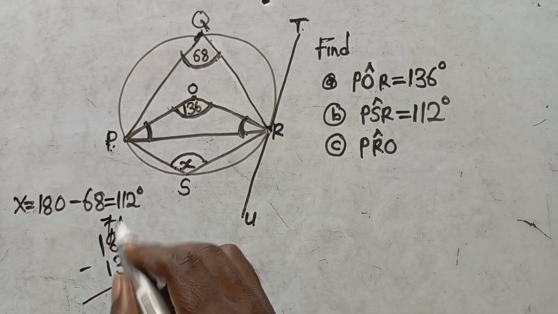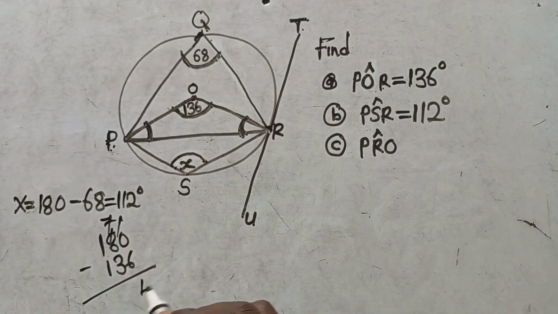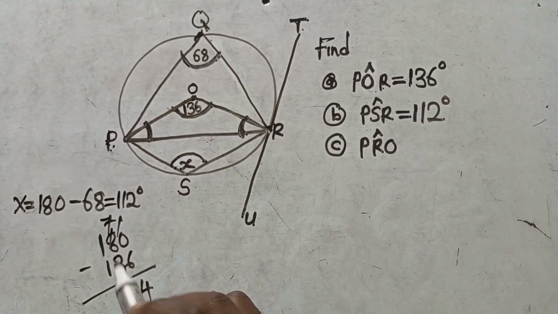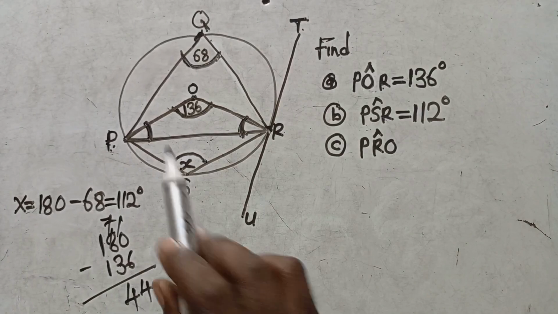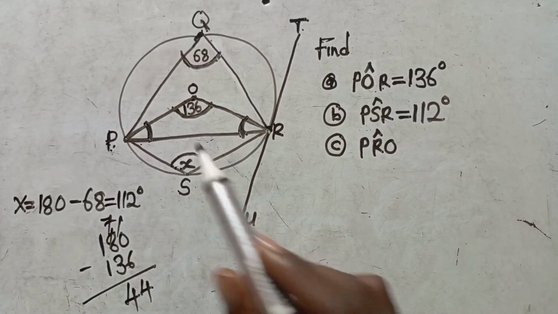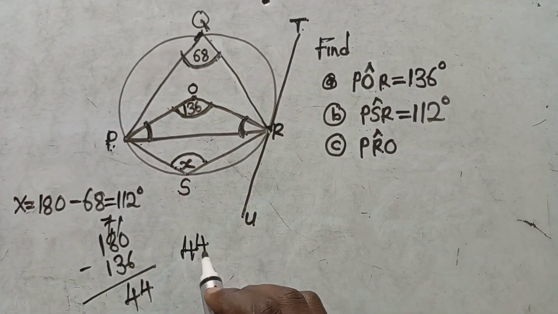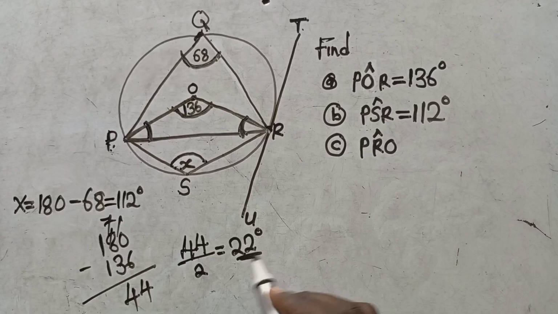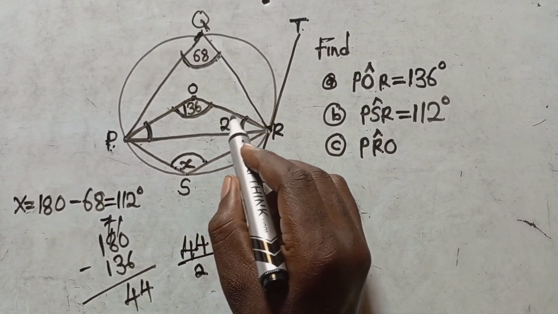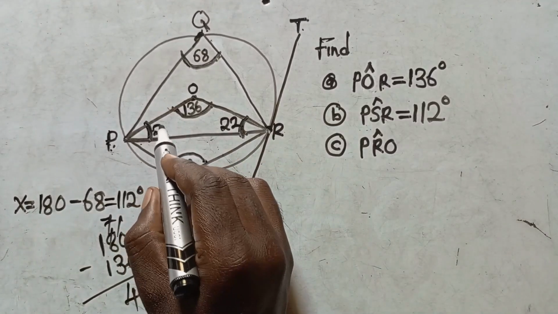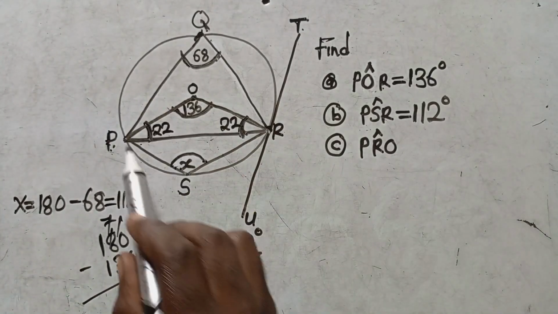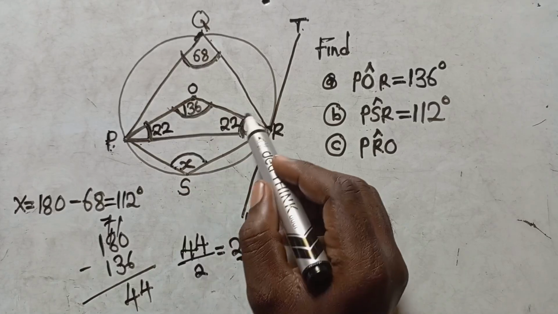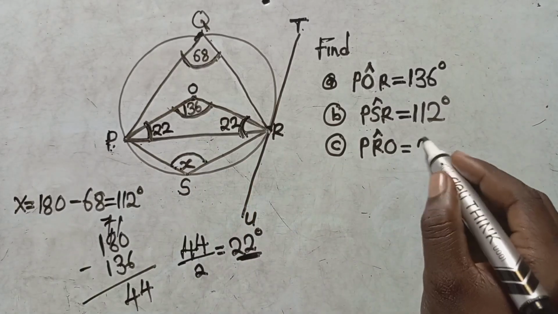This one becomes a 7, 10. 10 minus 6, that is 4. 7 minus 3, that is 4. So I'm going to get 44. This 44 is being shared by these two equal angles. So I say 44 divided by 2. You are going to get what? 22 degrees. So meaning here I've got 22. Even there I've got what? 22. So for me to find PRO, the angle that is there, it is just what?